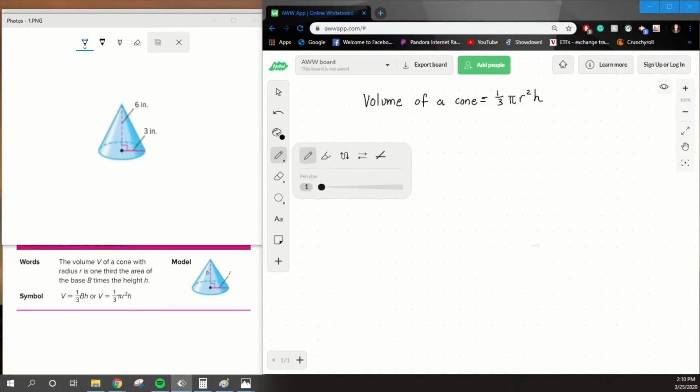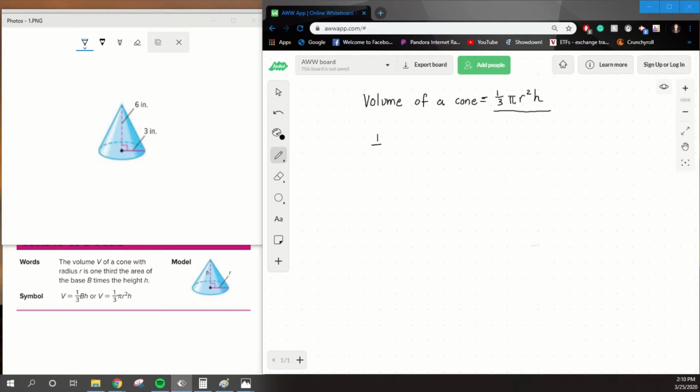So let's go ahead and do this first example that they've given us here. And just a point of information, this formula here will be given to you on your test, so you do not need to memorize it. All you need to know how to do is to apply it to these different problems.